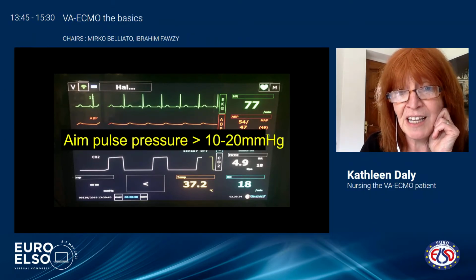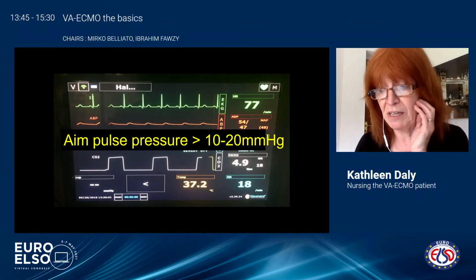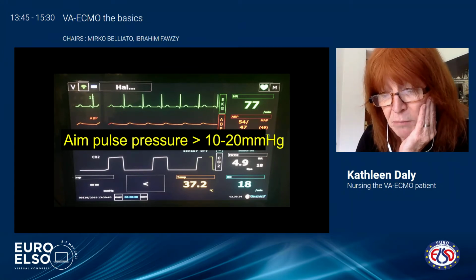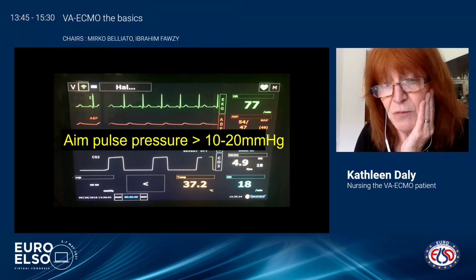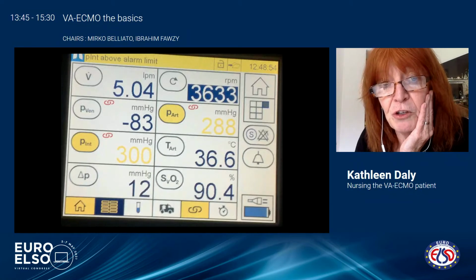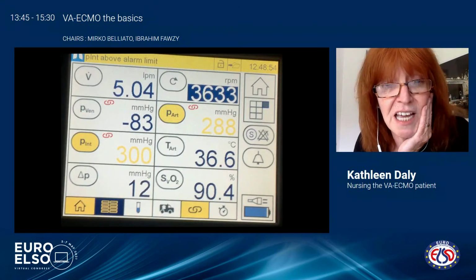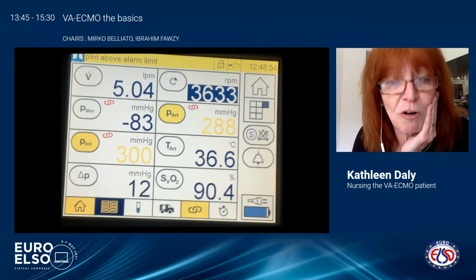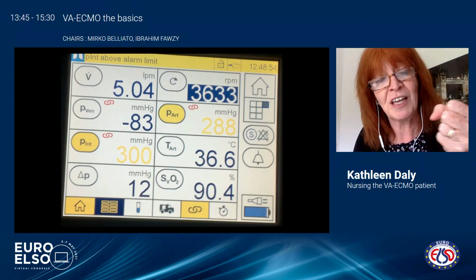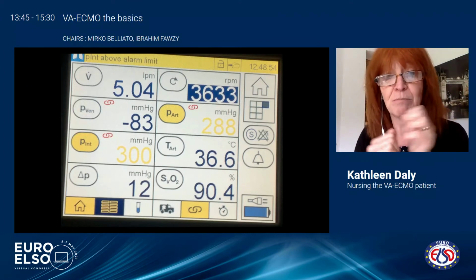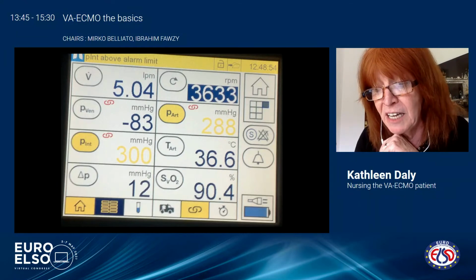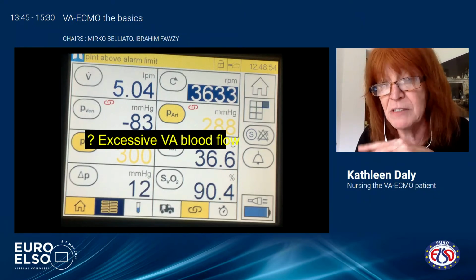Loss of pulse pressure will cause a problem. So we're aiming to look for a pulse pressure to ensure some sort of cardiac ejection. If we lose pulse pressure, this could be due to excessive VA ECMO blood flows. So are our ECMO blood flows too high, and you've got the poor heart trying to contract against this retrograde blood flow from the ECMO circuit? If that's the case, let's reduce the ECMO support.